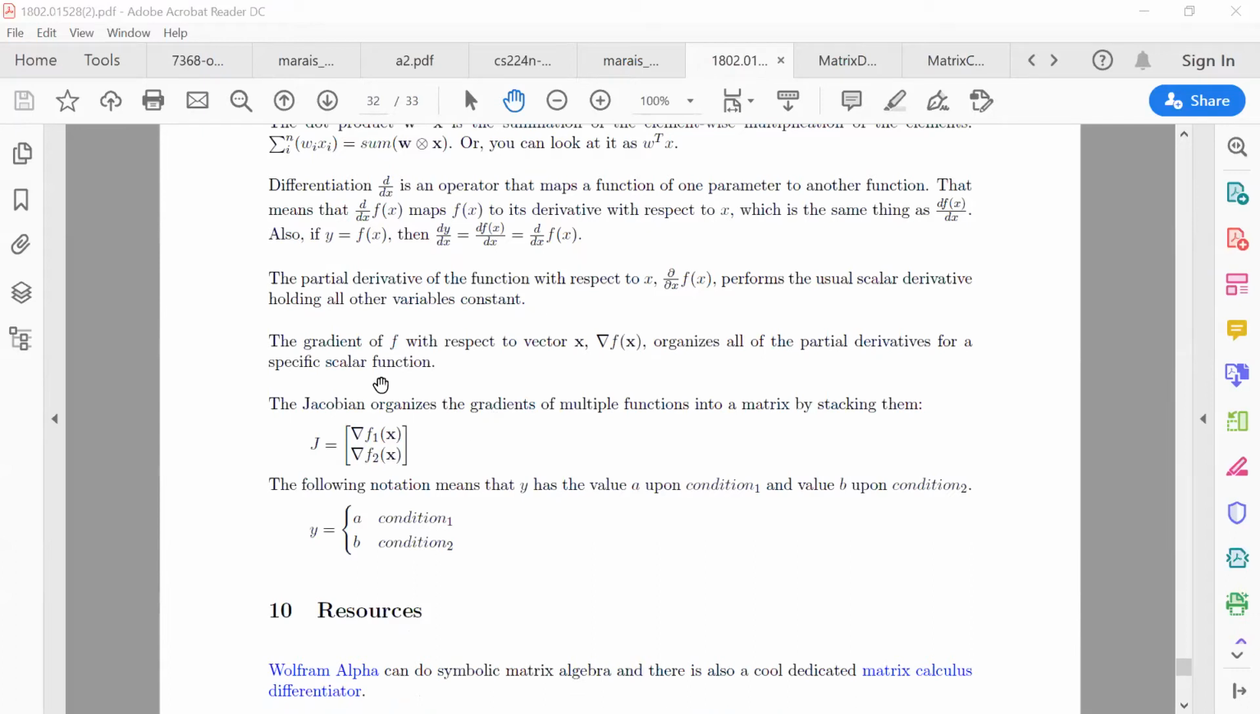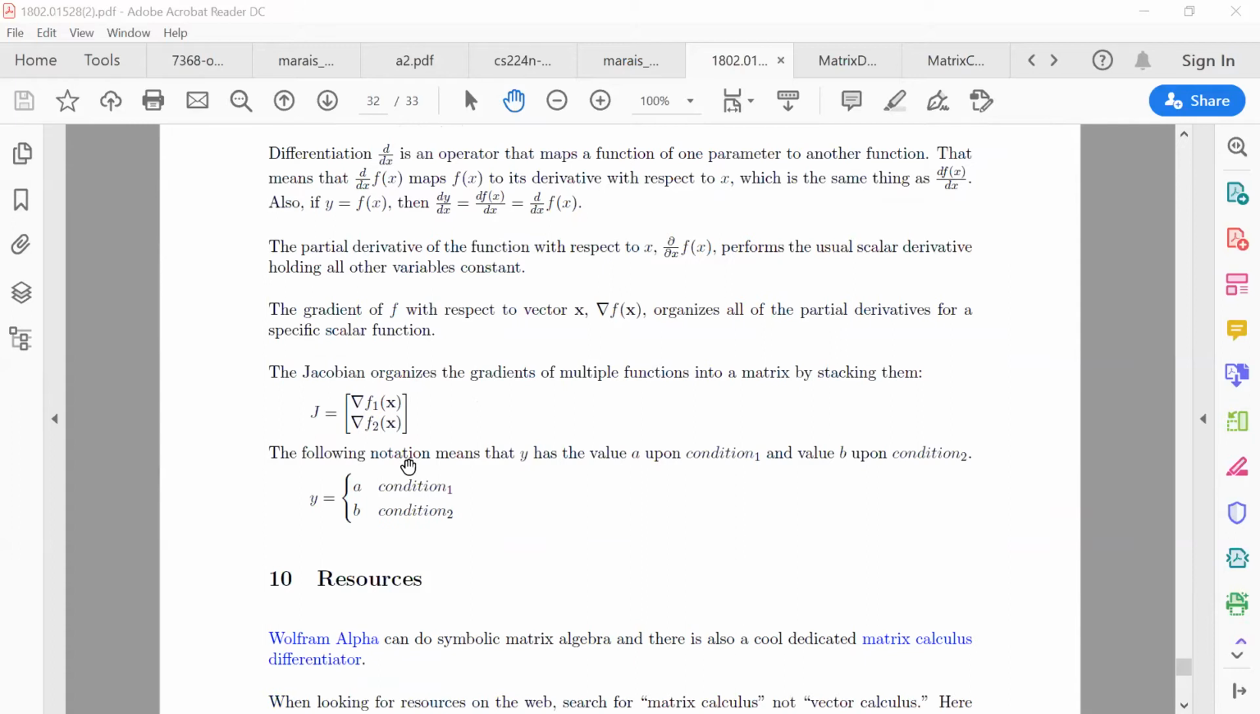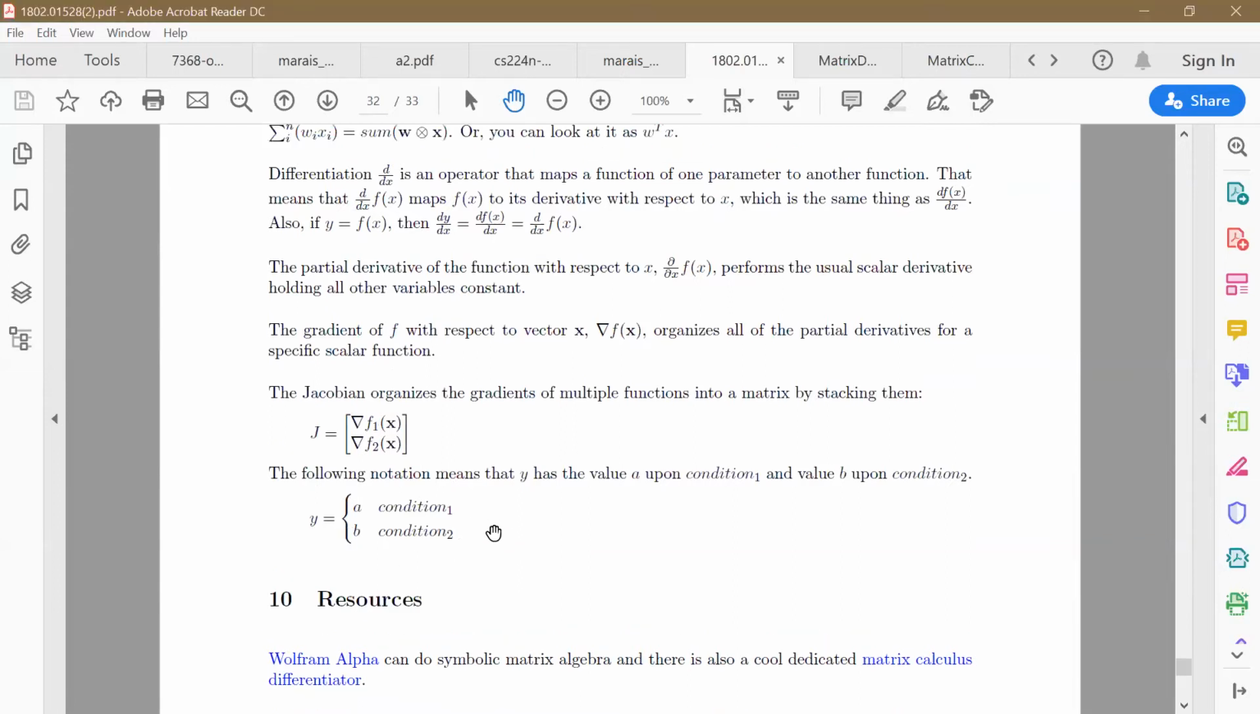Okay, the Jacobian, as we already mentioned, arranges the gradients vertically when we're doing numerator notation. If we were doing denominator notation, it would be the transpose. But for now, in this paper, we'll just have to worry about numerator notation. And then finally, this notation where you have y equals, and then you have this bracket, and then you split into two conditions. It's just a way of saying that y has a value a if condition 1 is true, and it has a value b if condition 2 is true.